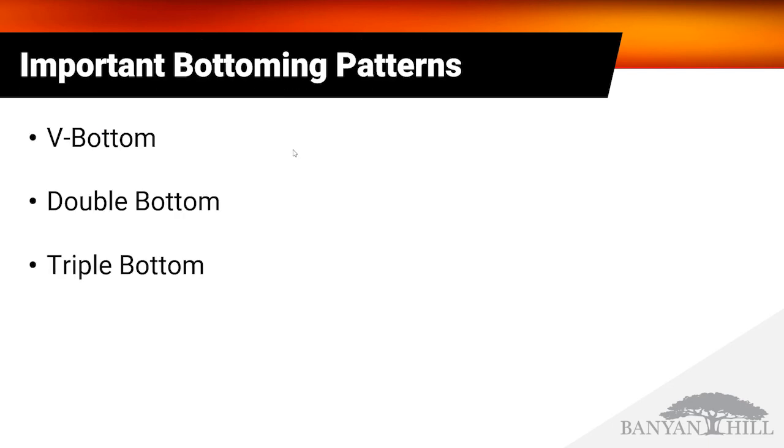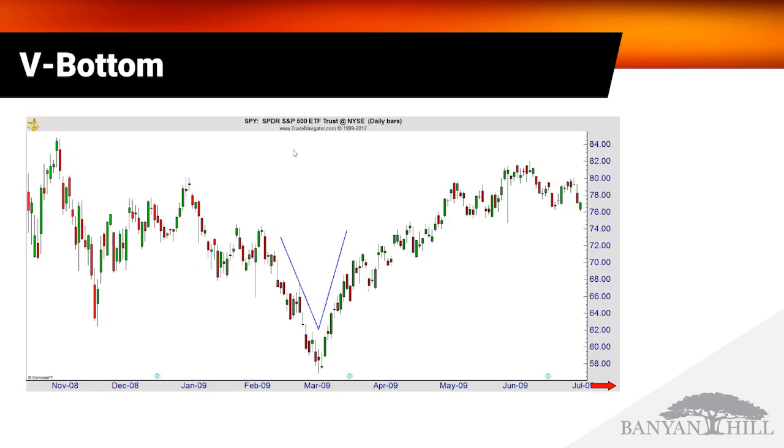Bottoming patterns include a V-bottom, double and triple bottom, and let's look at each of those in turn. V-bottoms tend to be fairly common in the stock market. We just get that panic selling. This is March 2009, and sellers were panicking, just get me out. Well, eventually the last panicked seller gets out, and then markets stop falling and then rally sharply.